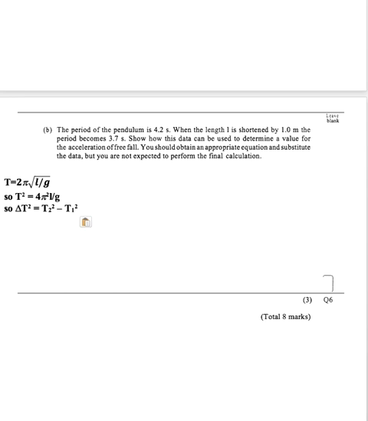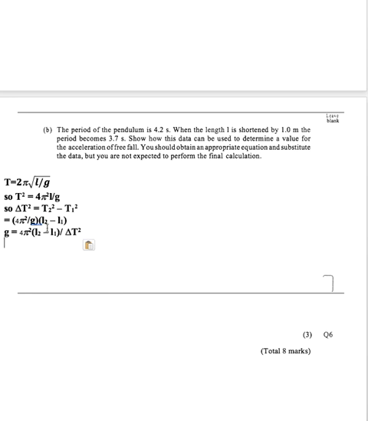So then, if we stick the numbers in there, then the algebra in there, 4 pi squared over g, just sticking in the values L2, L1, and then taking the 4 pi squared over g out as a common factor, we end up with that. So that gives us an expression for g, which looks like that.